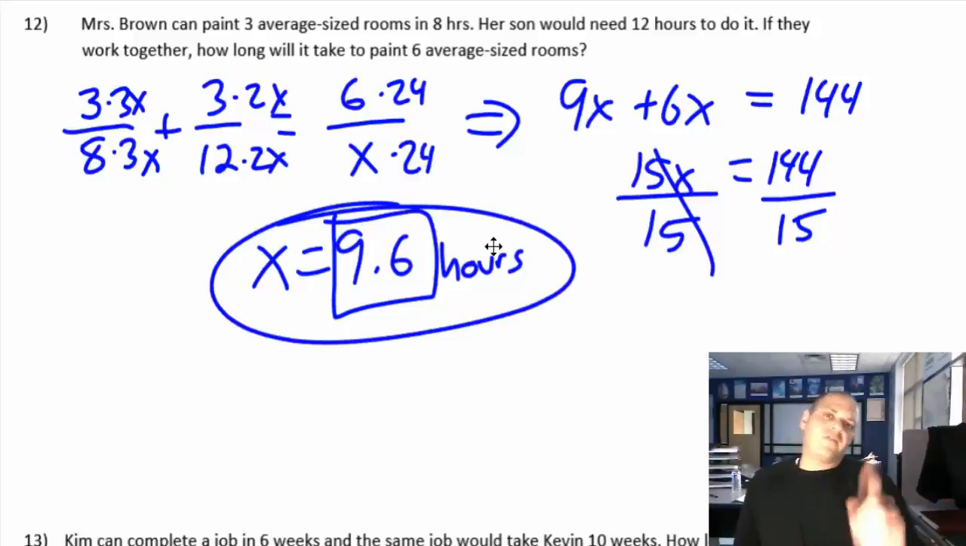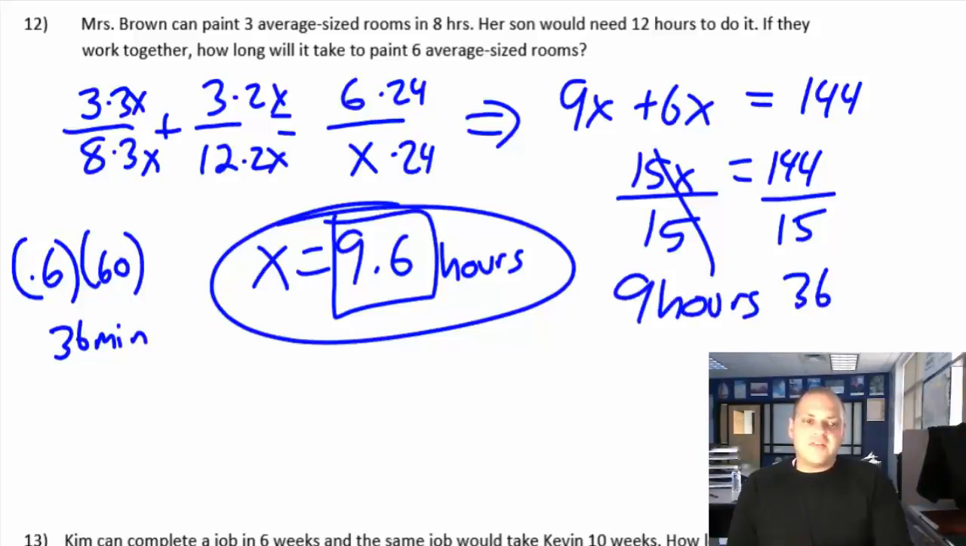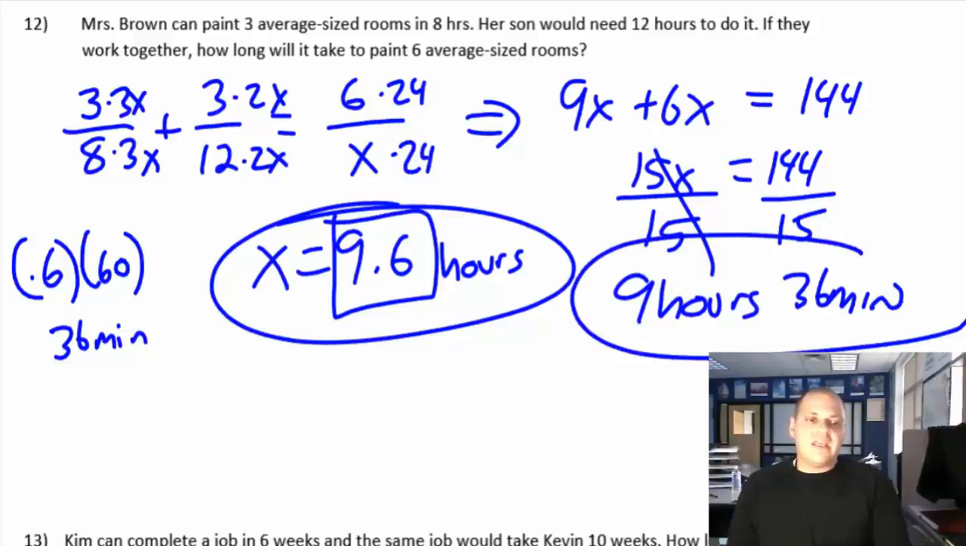Now I want to think about that for a second. 0.6 hours, what is that? 6 out of 10. So if you switch it and figure out how many minutes that would be, you could do 0.6 times 60 to figure out how many minutes that would be. Okay, so 0.6 times 60 minutes in an hour, so that would be 36 minutes. So 9 hours, 36 minutes. That's how long it would take if you talked about in terms of time.